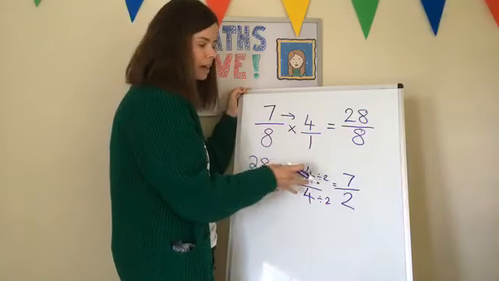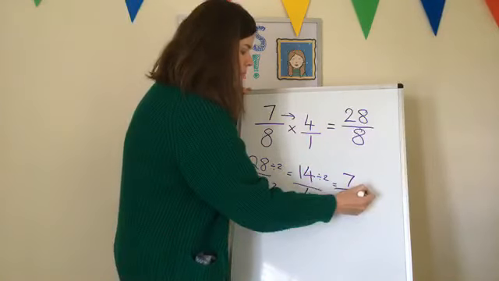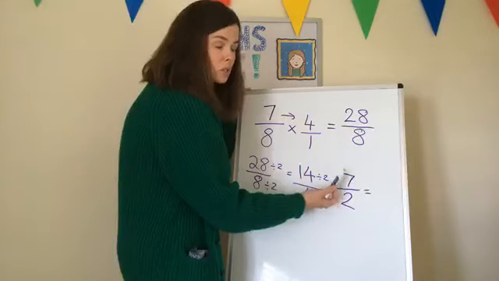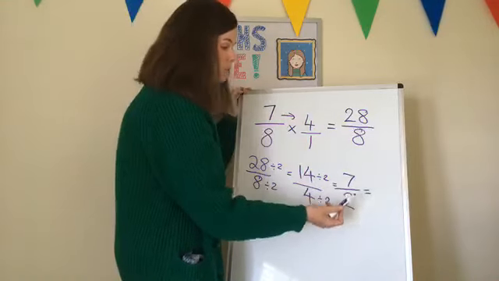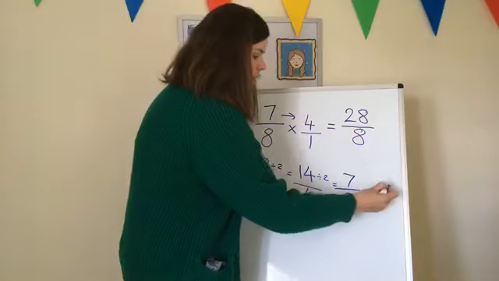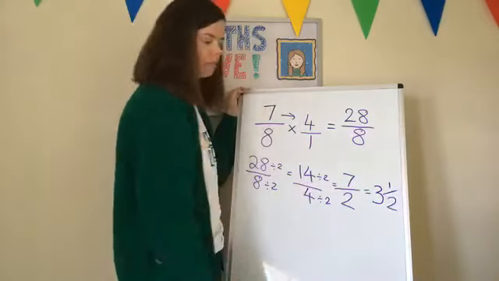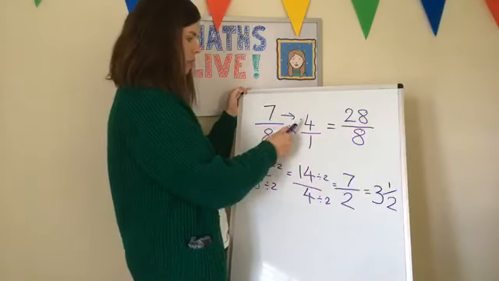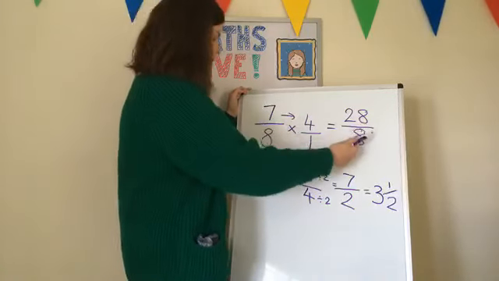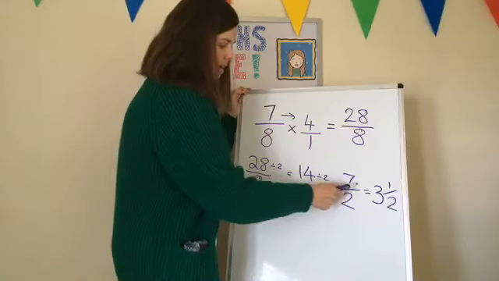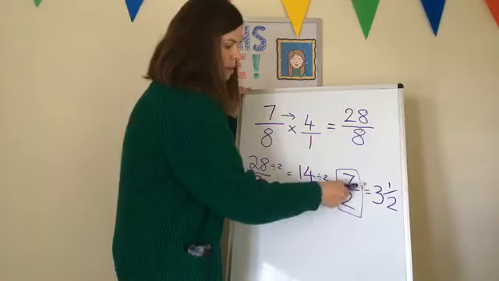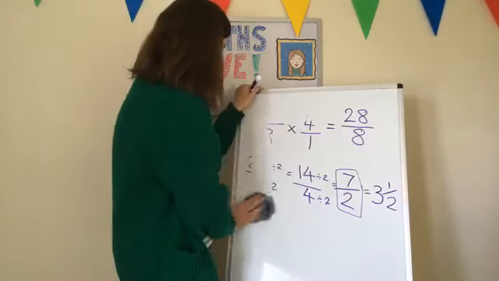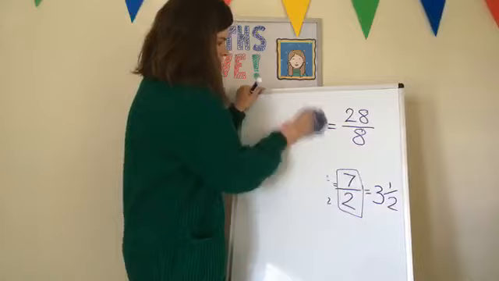I have simplified it, but I could make it into a mixed number fraction as well, because I know that, how many 2s are in 7? Well, 2 times 3 is 6. So it's 3 1/2. Whew. Okay, so we've gone from having a single number, making it into a fraction, doing the calculation, simplifying it into the smallest fraction, and then making it into a mixed number fraction.